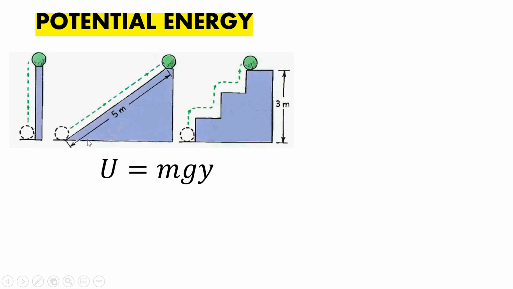From this picture, it shows that whatever the path of the object, it will have the same potential energy because the final heights of these objects are the same, which is 3 meters. Now, from this formula, we get the unit for energy: kilogram for the mass, meter per second squared for the acceleration due to gravity, and meter for the height. Simplified, that is kilogram meter squared over second squared, or the equivalent of this, joule.